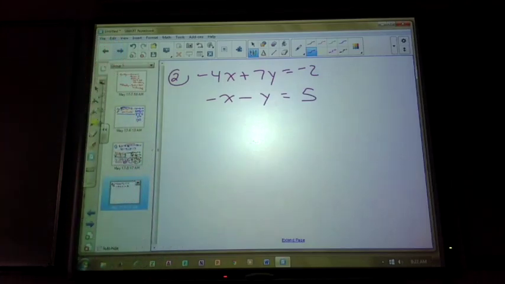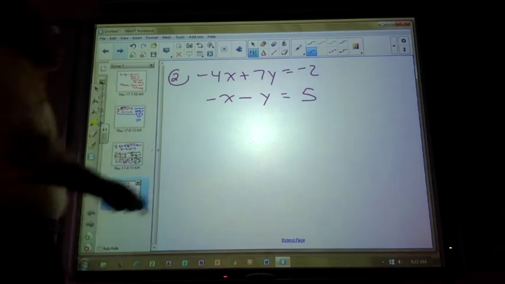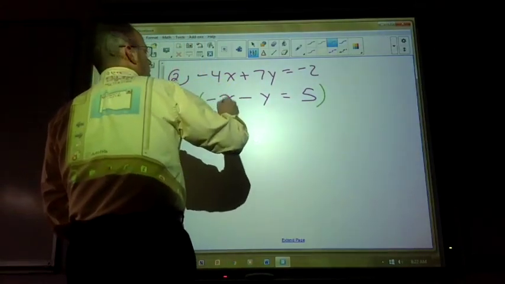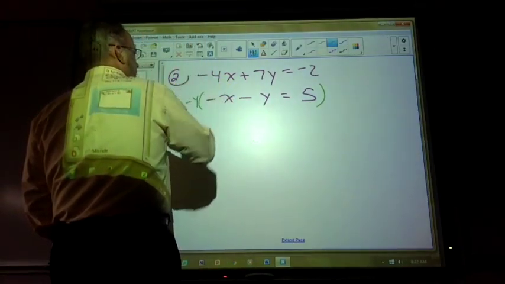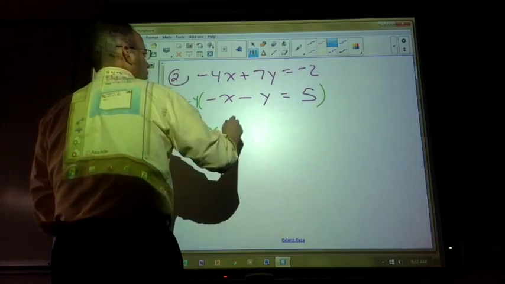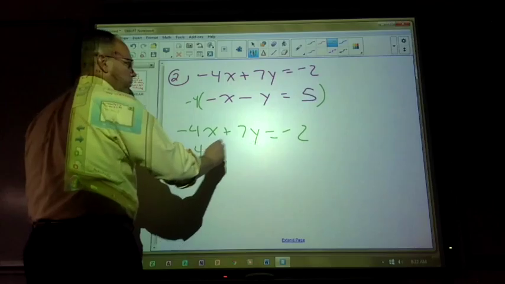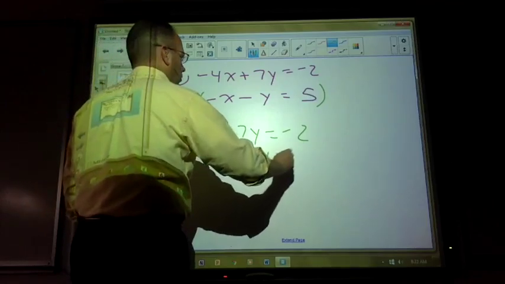Okay. So what'd you do? I multiplied the bottom one by negative 4. I like it. Multiply the bottom by -4. Cancel it out, yeah. Okay. And then the 7. So let's bring this down. So -4x plus 7y equals -2. 4x plus 4y equals -20.